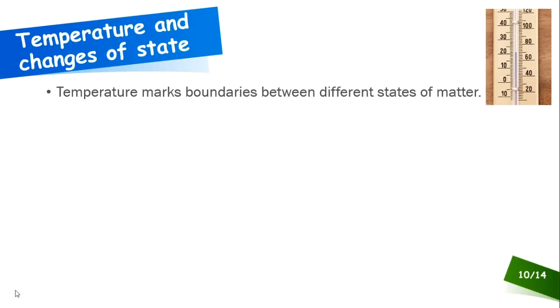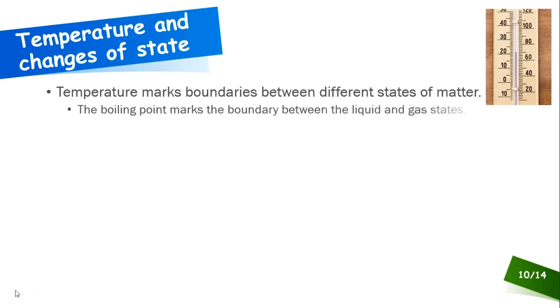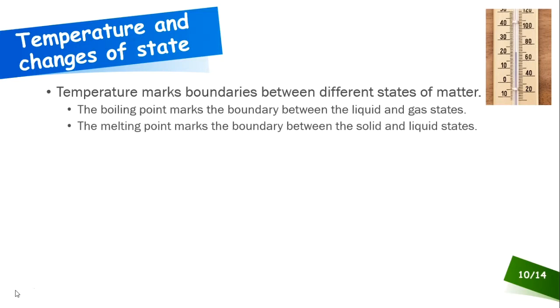Now, I said temperature was related very much with the change of state, and the way it's related is that it marks boundaries between the different states of matter. So at a set pressure, there are going to be different temperatures that mark the boundaries between solid, liquid, and gas. The boiling point is what we call the boundary between the liquid and the gas states. The melting point, some people call this the freezing point, marks the boundary between solid and liquid states.